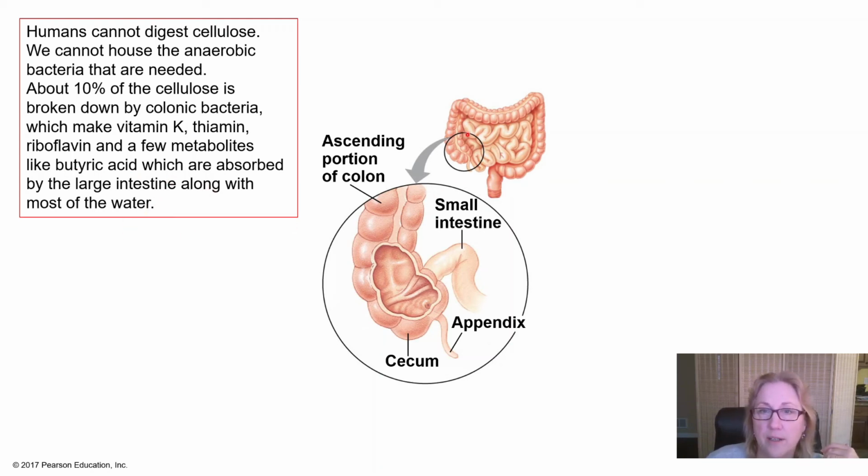So the contents of the small intestine are extremely liquidy and watery. Once they get into the large intestine, as they move along and more water is absorbed, they become more and more solid. So this is a water conservation measure. It allows us to have to drink less water because it's all being absorbed.